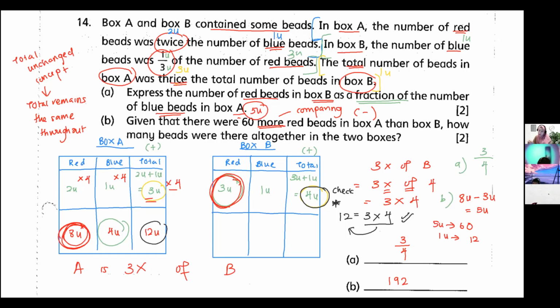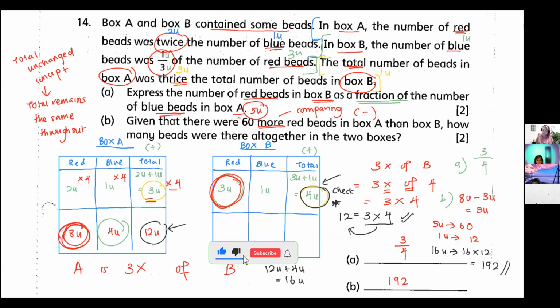I want to know how many beads were there all together in the two boxes. So if you look at the two boxes total, 12 and 4. Total will be 12 units plus 4 units equals 16 units. I want to find 16 units, which is 16 times 12. And I will get 192 there. Okay, so in this case, it's total unchanged, but I'm not using the BCA. I'm just taking the total. Look at the total here and the total here. The total will have to be what they are actually trying to get there. There's no change in the total.